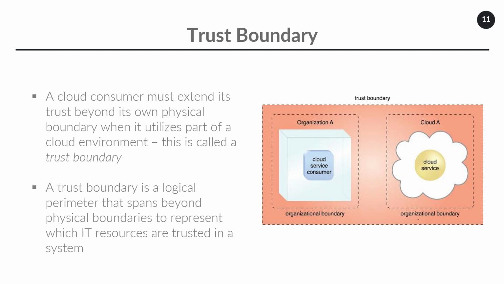Okay, so as you can see there in the picture, let me get my pen here again. You have an organization using a cloud service from cloud A. So this is the organizational boundary of that company. You have the organizational boundary of the cloud. The trust boundary for that company now includes parts of the cloud. Okay.